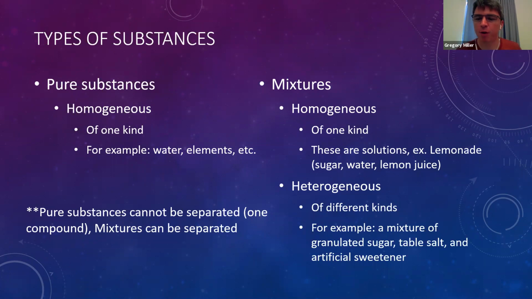Heterogeneous mixtures, however, are of different kinds, meaning they have multiple phases. And sometimes you can see these differences. For example, if you have a salad or sand in water, you can see the different pieces that are present. Sometimes you can't necessarily readily see these. For example, if you had a mixture of granulated sugar, table salt, and artificial sweetener, all of these are small white crystalline solids. So you might not be able to look and see a difference, but chemically they are in pieces and pockets that are not uniformly spread throughout.